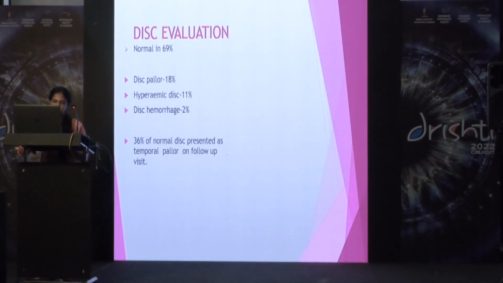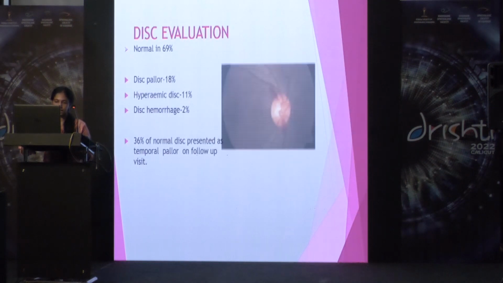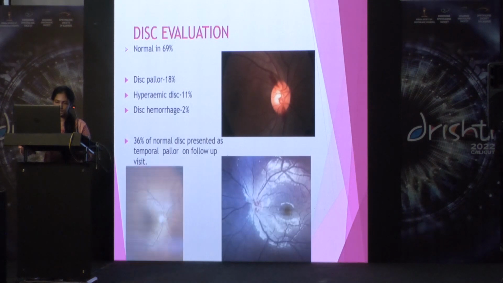Coming to disc evaluation, it was normal in 69%, disc pallor in 18%, hyperemic disc in 11%, and disc hemorrhages in 2%. 36% of normal discs presented as temporal pallor on follow-up visit.